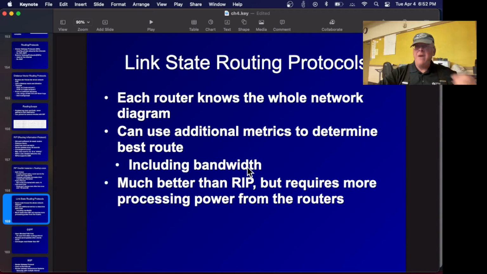And now they can include the bandwidth of the links. They can choose the fastest route, which might not be the smallest number of hops. So if you have modern routers, you can use that. And modern meaning even anything less than 15 years old, probably.